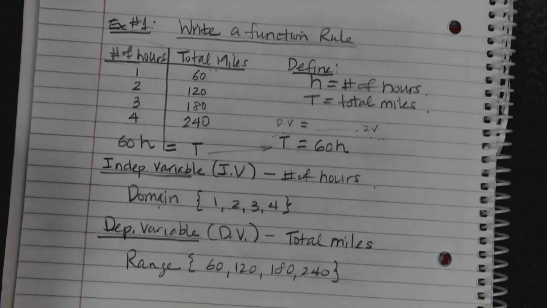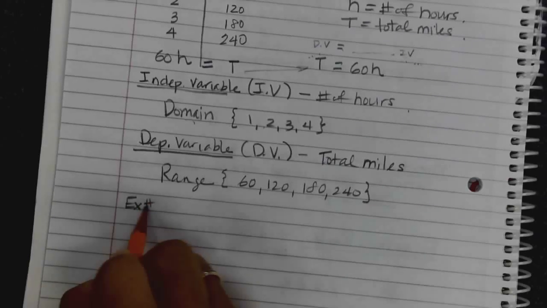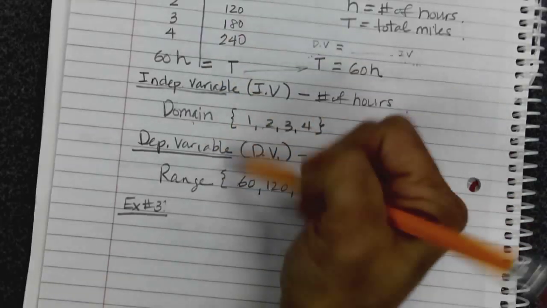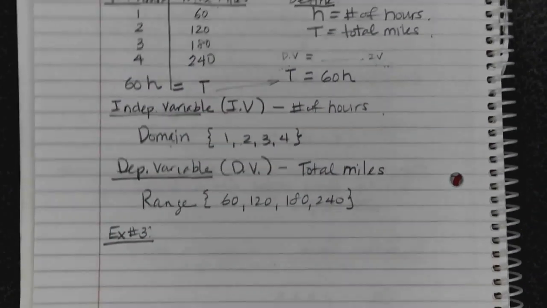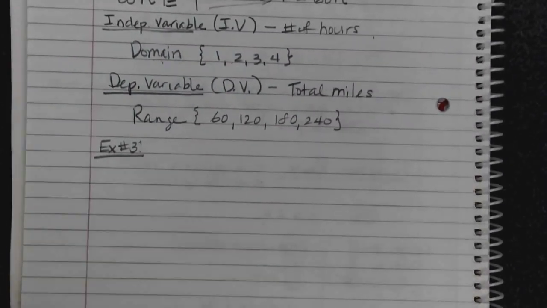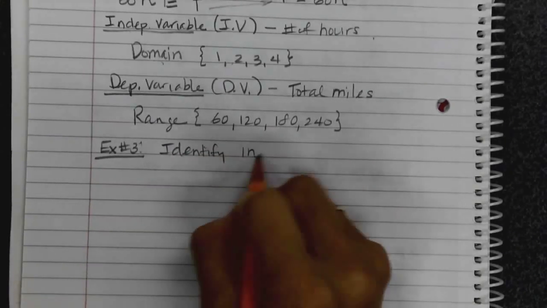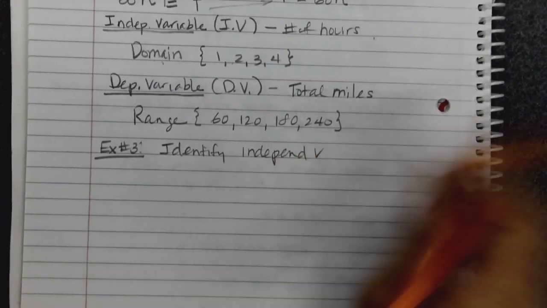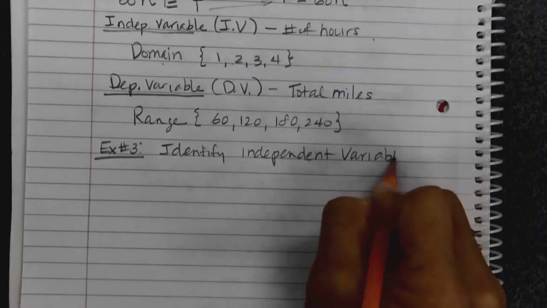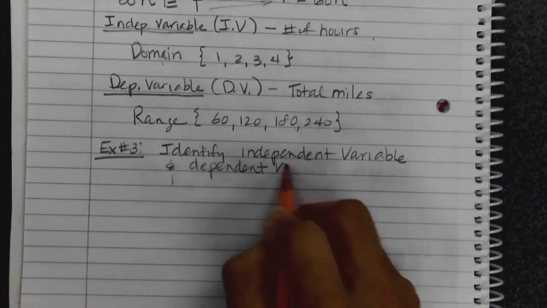I think what I'm going to do is, here's example number 3. Can I skip to example number 3? Yeah. We're going to, you see how we identified independent variable and dependent variable from the table that was given? I'm going to give you a sentence, and you're going to identify the independent variable and dependent variable from the sentence, okay? So it's going to say identify independent variable. Oops, I didn't finish writing independent. And dependent variable.